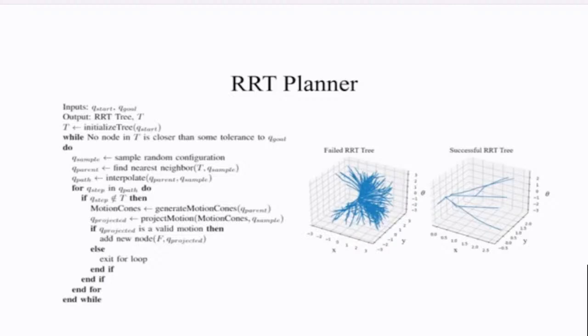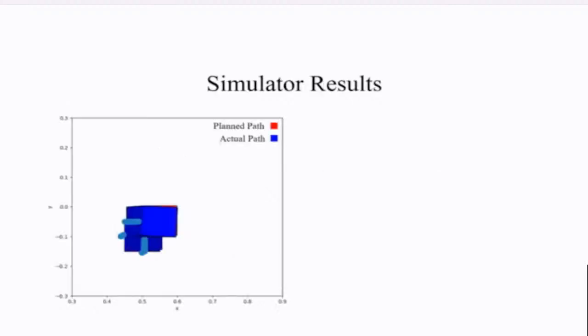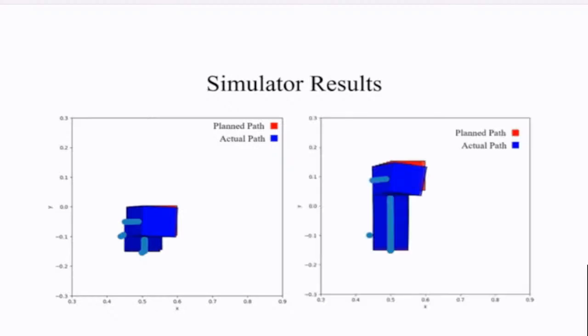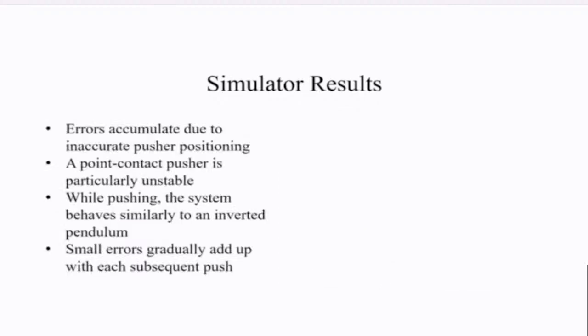Note that due to the stochastic nature of this approach, there are occasions when the planner fails to find a valid path towards the goal. I introduced an acceptable tolerance of misalignment with the goal in order to improve the chances of finding a feasible trajectory. Trying to follow the planned trajectories in the simulator led to promising results. Due to the feed-forward nature of our controller, we observe an accumulation of error for longer trajectories. These errors result from inaccurate pusher positions.